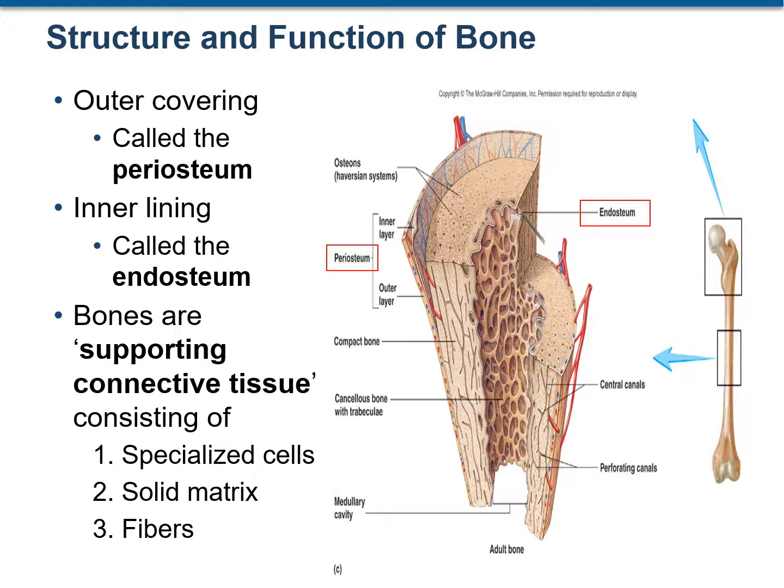Let us understand the structure of a bone. Bones are part of the supporting connective tissue. They have a special type of cells. The ECM is solid because it's mainly made up of calcium phosphate and calcium carbonate, and it also has the extracellular protein fibers. The outer covering of the bone is known as periosteum, while the inside hollow lumen of the bone is lined by the endosteum.